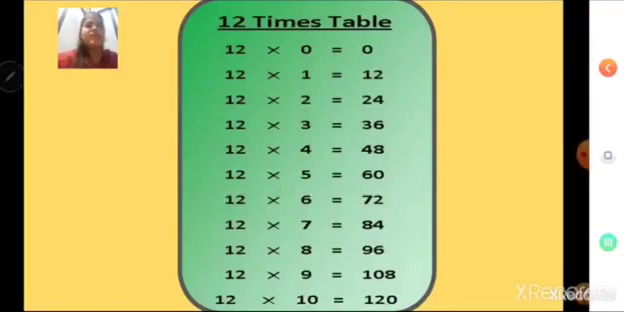12 zeros are 0, 12 ones are 12, 12 twos are 24, 12 threes are 36, 12 fours are 48, 12 fives are 60, 12 sixes are 72, 12 sevens are 84, 12 eights are 96, 12 nines are 108, 12 tens are 120. Children, please learn this table, everyone.